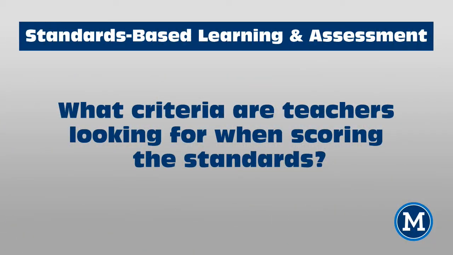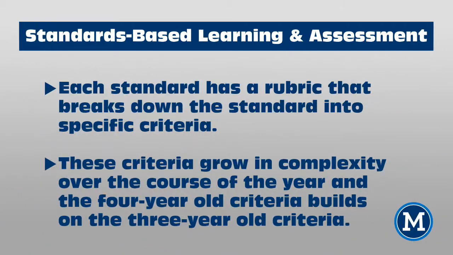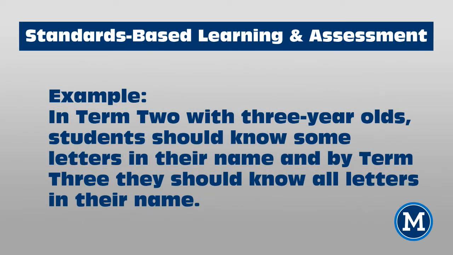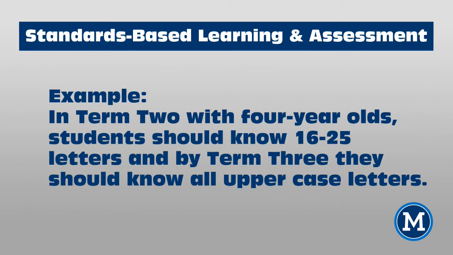What criteria are teachers looking for when they score the standards? To ensure consistency with scoring, each standard has a rubric that breaks down the standard into specific criteria. These criteria grow in complexity over the course of the year, and the 4-year-old criteria builds on the 3-year-old criteria. An example of this is the standard Identify Letters. In Term 2, the 3-year-olds should be able to know some letters in their name, and by Term 3, they should know all letters in their name. In Term 2, with 4-year-olds, students should know 16 to 25 letters, and by Term 3, they should know all uppercase letters. All rubrics can be found on the district website on the curriculum page under Standards-Based Learning.